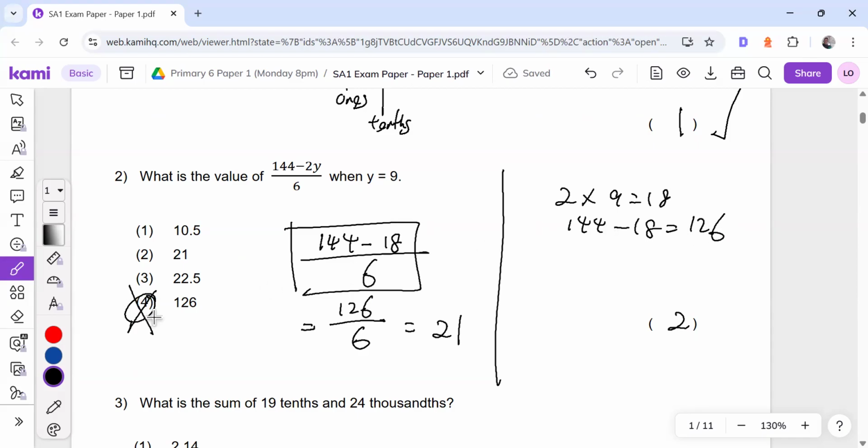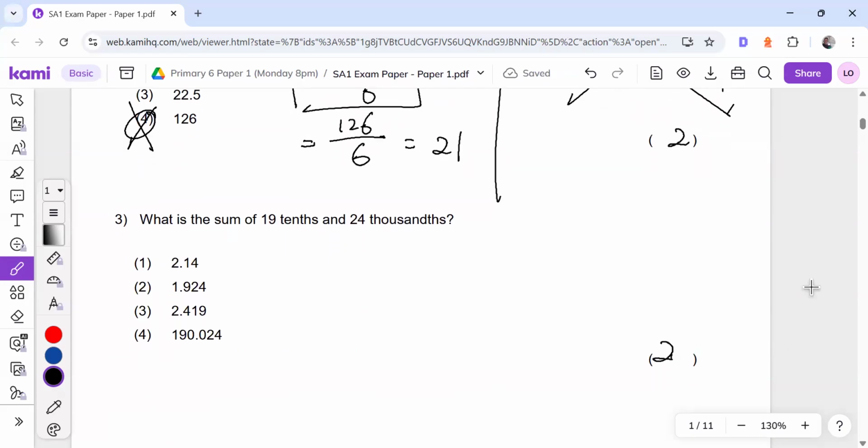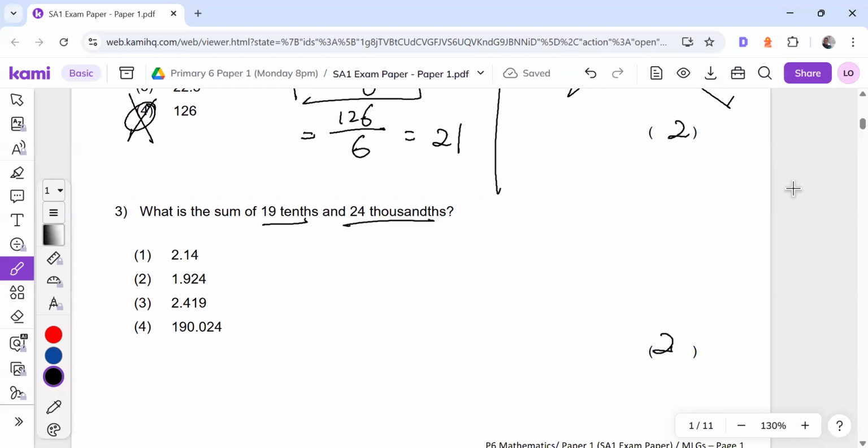Why it's dangerous is because when you break up your step, you may forget to do some steps, which is this one. So don't break up the steps. All right, put everything together. Okay, question number 3. If you have a mistake, which is answer number 2, it's because you tried to do it mentally or you thought that was the answer. What is 19 over 10?